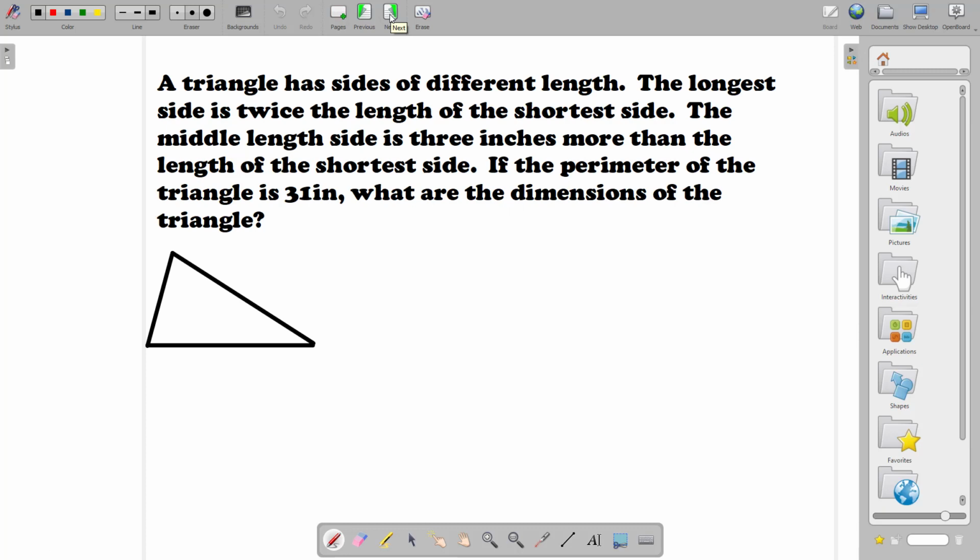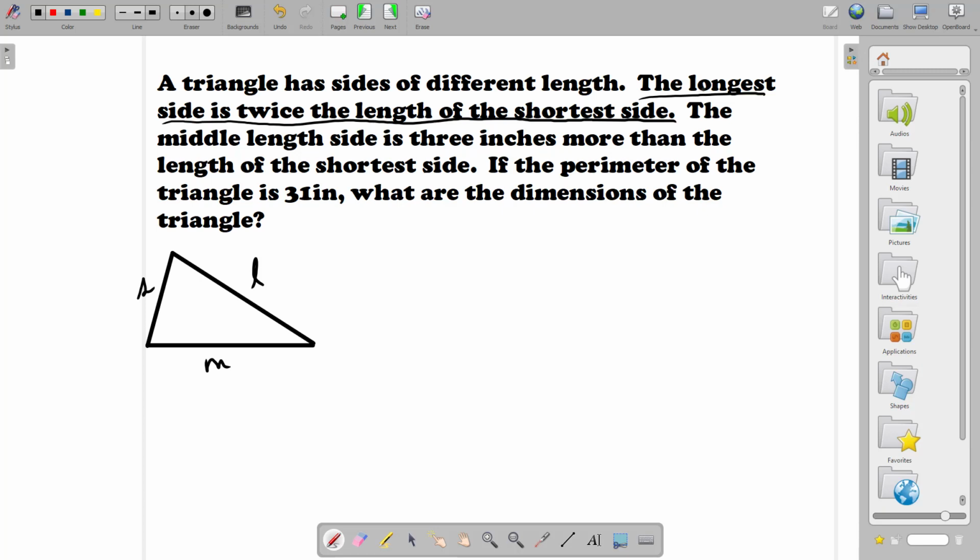This problem's a little bit more involved. We have a triangle, but we have 3 different sides with 3 different lengths. It says that the longest side is twice the width of the shortest side. So we have a long side, a short side, and it says here middle length, so a middle side.